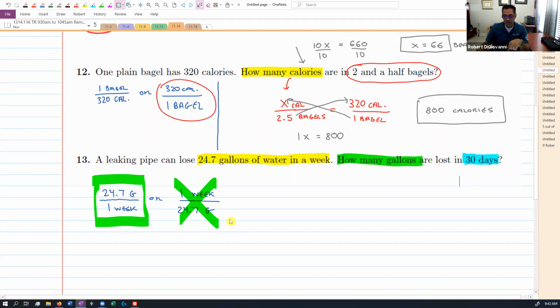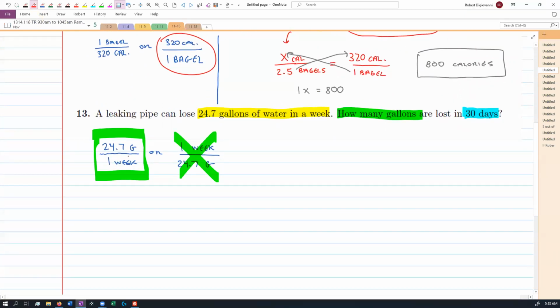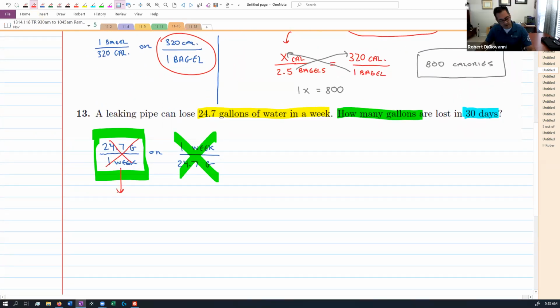So what's easier? Is it easier to tell me how many days are in a week, or how many weeks are in 30 days? I think most of you would say the days. Let's convert the weeks to days. So instead of doing this, I'm going to say 24.7 gallons in 7 days. That's the ratio I'm going to use to set up the proportion. So be careful with that. When you read the problem, make sure you're paying attention to those little details.